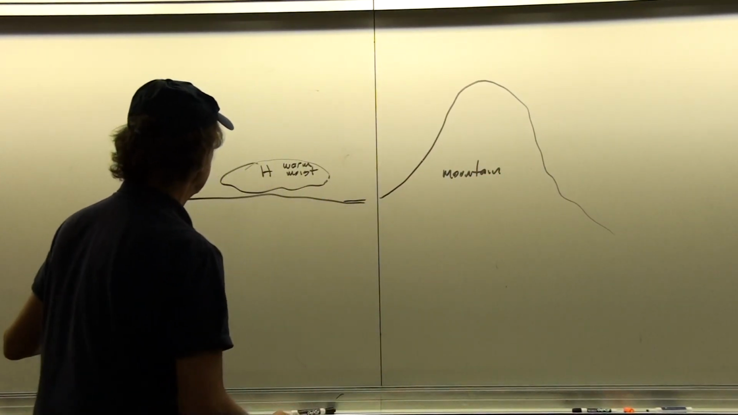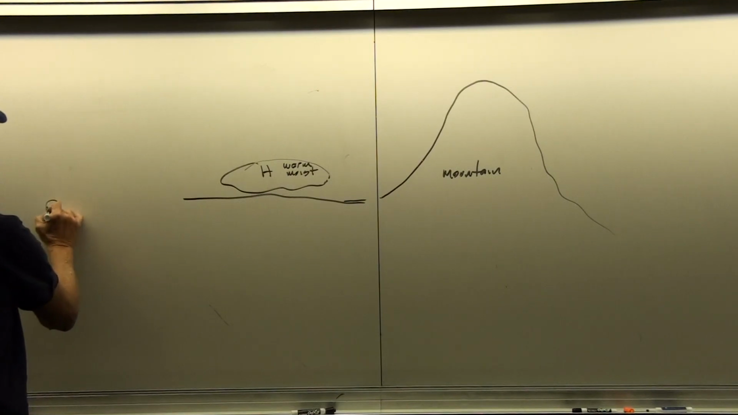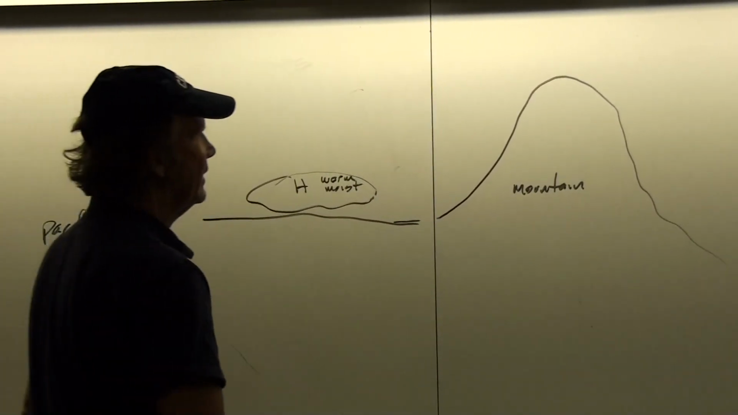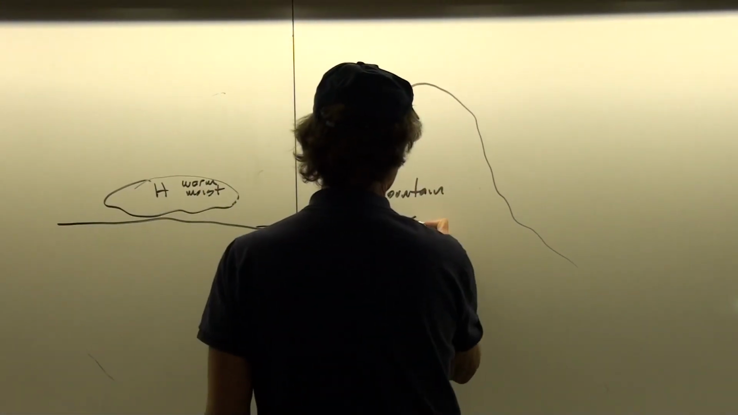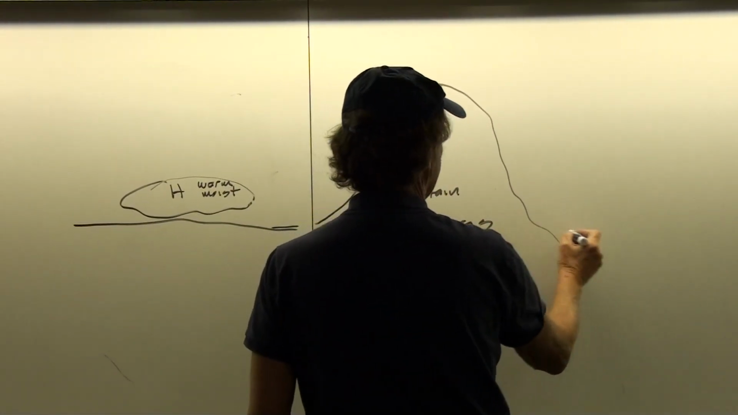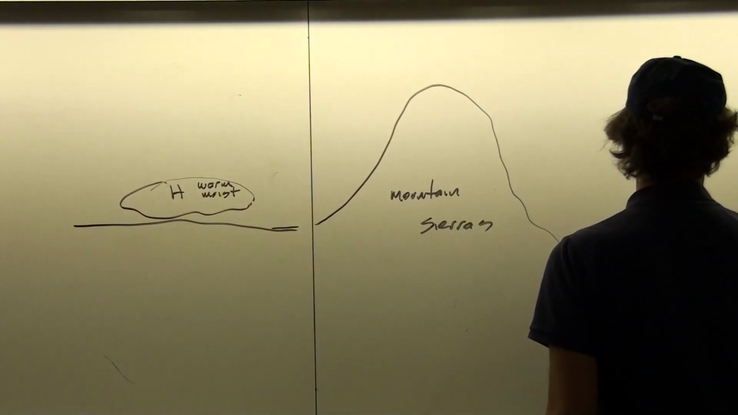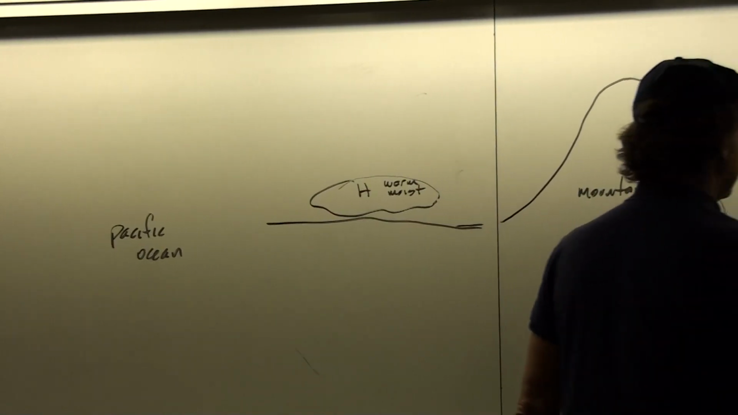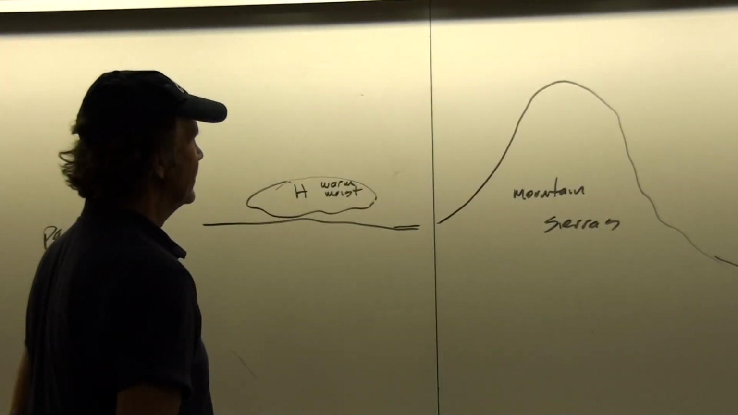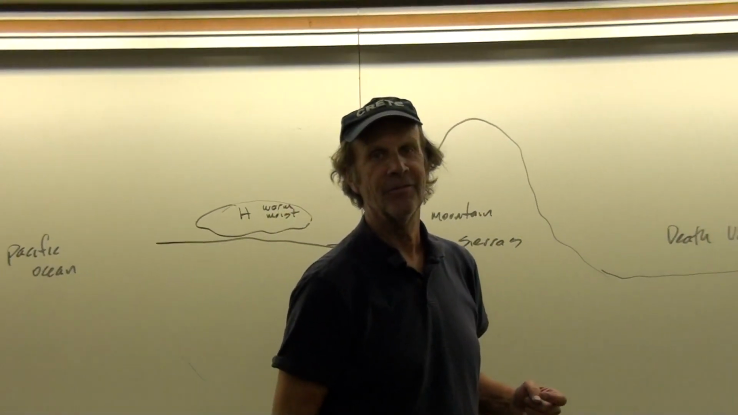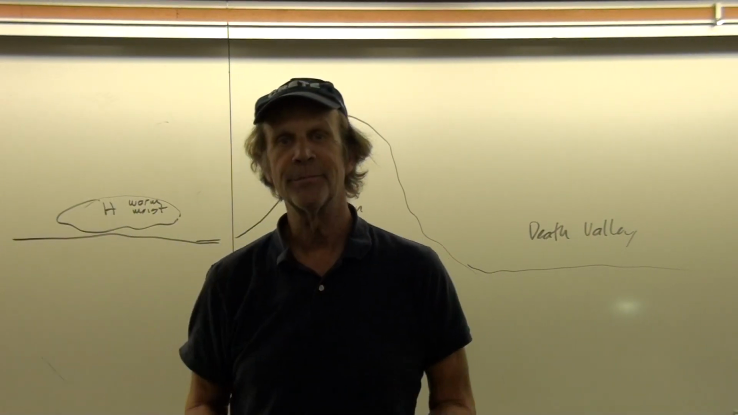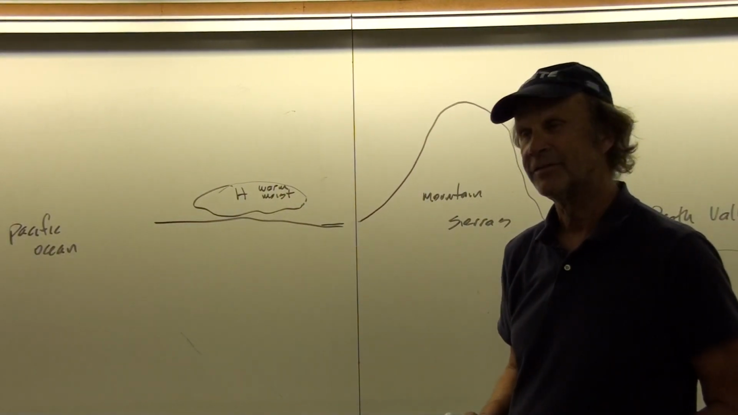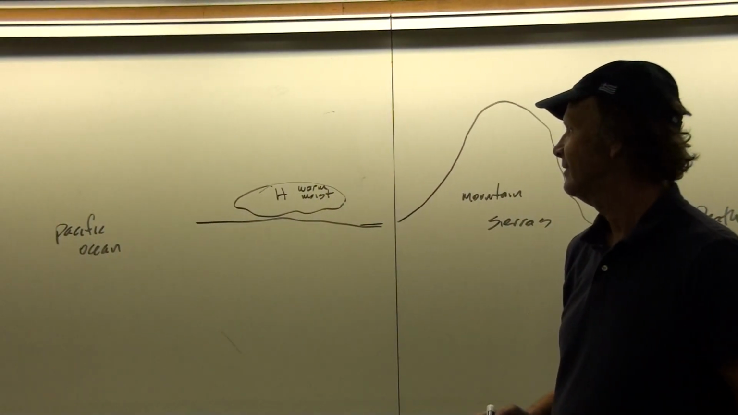So this might be, for example, the Pacific Ocean here. And then this might be the Sierras. And then out here, this might be Death Valley. Now we know that Death Valley doesn't get much rain, but let's see if we can understand why the Sierras might get a pretty good snowpack, but we don't have much rain left over for the region of the Death Valley.